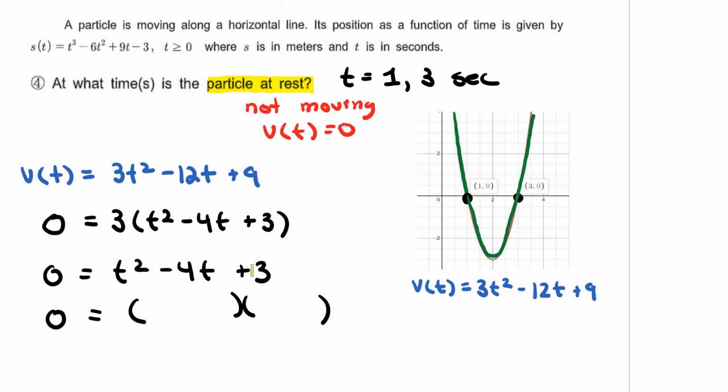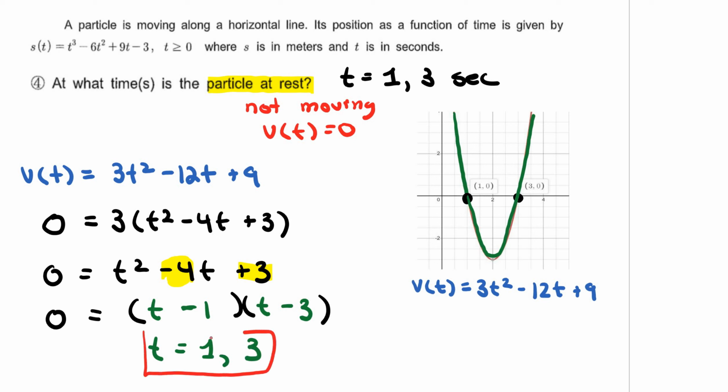And then you can just solve this quadratic here. So I need two numbers that multiply to 3, and those two numbers need to combine to negative 4. So that's going to be negative 1 and negative 3. And if I solve this quadratic, I get t equals 1 and t equals 3. So as you can see, the answer here algebraically should match the answers that you have from your graph. All right, so the particle is not moving when v of t equals 0, and that's simply the x-intercepts of your velocity-time graph.